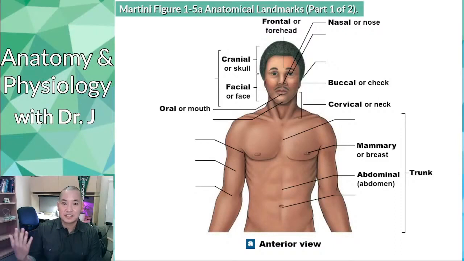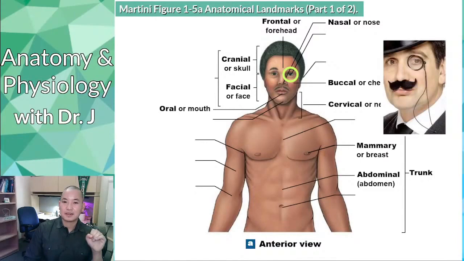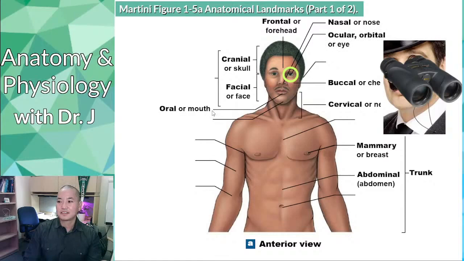But how about here? There are many things that can describe the eye. What is he wearing right here? Well, he's wearing a monocle, right? Or when you have binoculars, where do you use them? You use them on your eyes, right? Or if you have an Oculus Rift, you use it on your eyes. So ocular or orbital is often used to describe the eye.